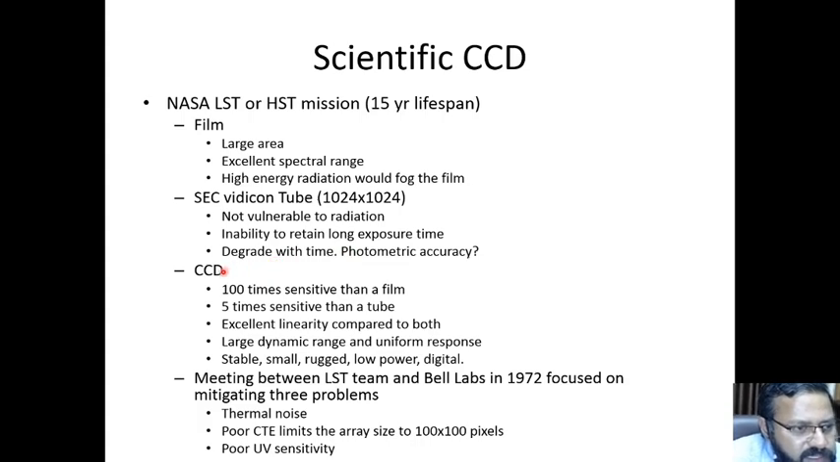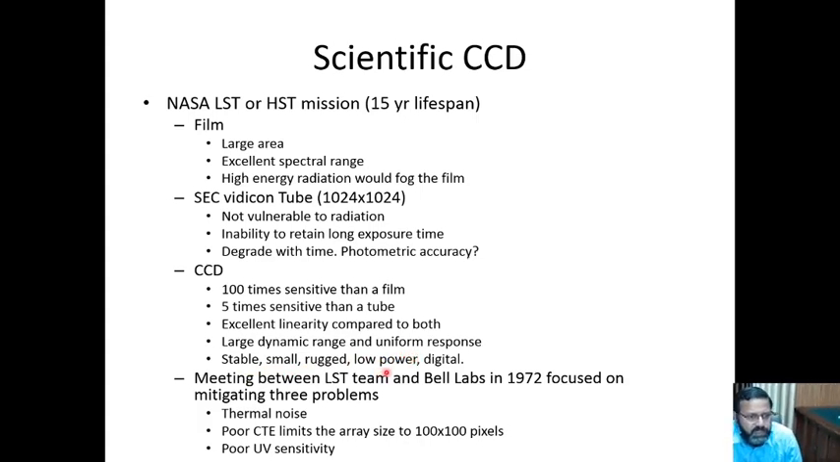So they were interested in CCD, which was invented by Boyle and Smith, because it was 100 times more sensitive compared to the film. It has various advantages, like it had excellent linearity compared to both film and tube. It was much better than the tube in terms of sensitivity. It had a large dynamic range, that is, the contrast between the faintest star detected and the brightest star was very large, and it had a uniform response across the imaging plane. And there were various other advantages: it was stable, very small, rugged, it consumed less power, and it can be easily digitized.